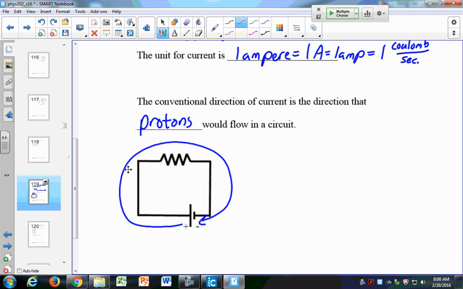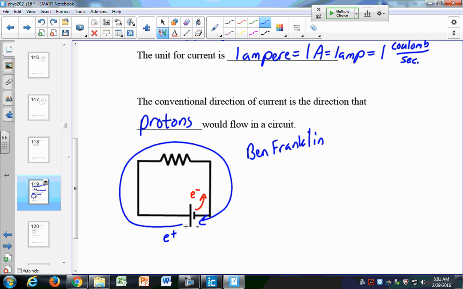So conventional current flows not as electrons would flow, but as protons would flow. Electrons would move in this direction, but instead, we're looking at the flow of protons, which are in this direction. This is just because of Benjamin Franklin, that we have this convention that's not really physical. Benjamin Franklin did a lot of pioneering work for what we know about the use of electricity today in circuits, and he thought that protons were actually flowing in the circuit.